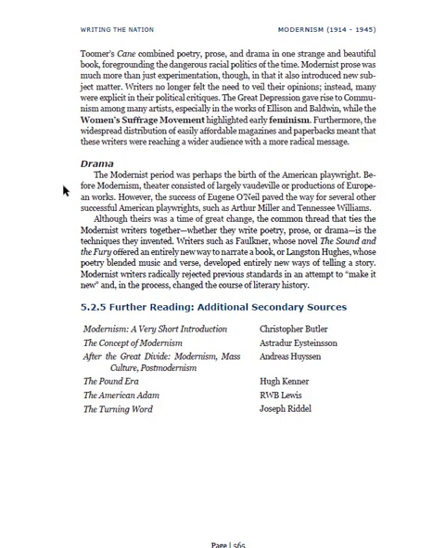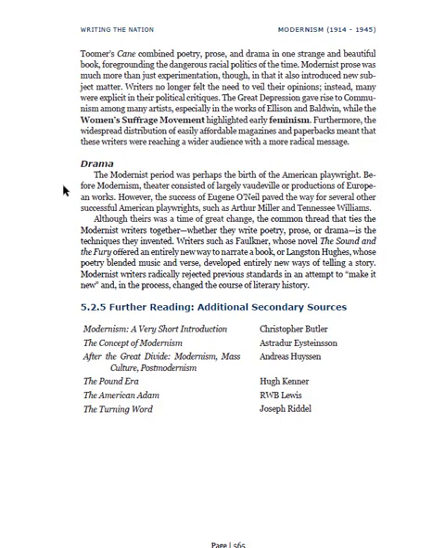Modernist prose was much more than just experimentation, though, in that it also introduced new subject matters. Writers no longer felt the need to veil their opinions. Instead, many were explicit in their political critique. The Great Depression gave rise to communism among many artists, especially in the works of Ellison and Baldwin, and the women's suffrage movement highlighted early feminism. Furthermore, the widespread distribution of easily affordable magazines and paperbacks meant that these writers were reaching a wider audience with a more radical message.